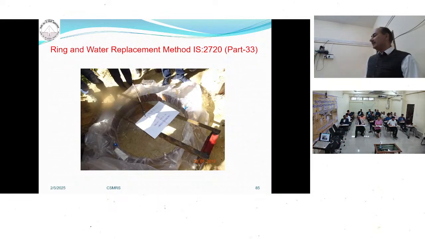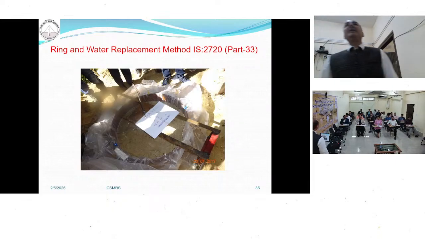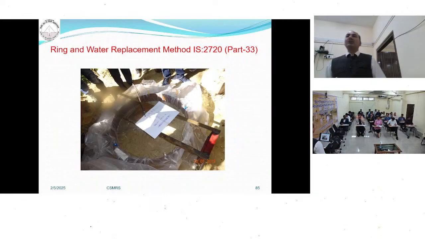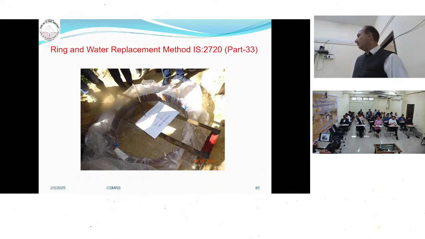as its name says, it contains a ring. The diameter of the ring will depend upon the size of the maximum particles. Normally, according to the codes, the diameter of the ring should be 4 times the maximum size of the particles. So if your strata contains a boulder that has a 300 mm size, the diameter of the ring should be 1.2 meters. If the particles are bigger, then the diameter is more. And the height of this ring is 25 centimeters.